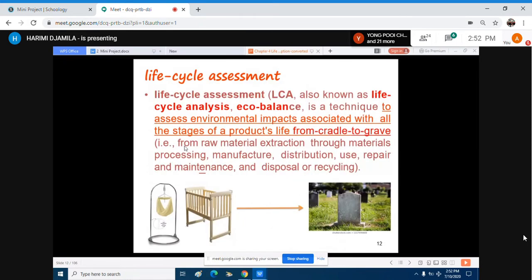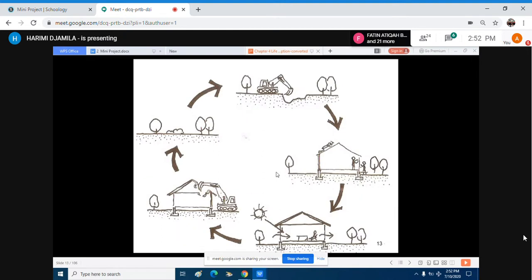So what does it mean? From raw material extraction to raw material processing and manufacture, distribution, use, people will be using the building, repair and maintenance, and also disposal or recycling. So that's all about, again, life cycle assessment. This one is a very good illustration for it.